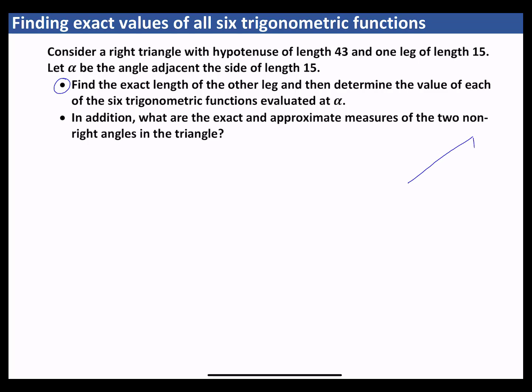Okay, so here's our right triangle, my generic right triangle. It's never really to scale. So 15, 43, definitely not to scale. But this satisfies the general description, hypotenuse 43, and the leg adjacent to that.